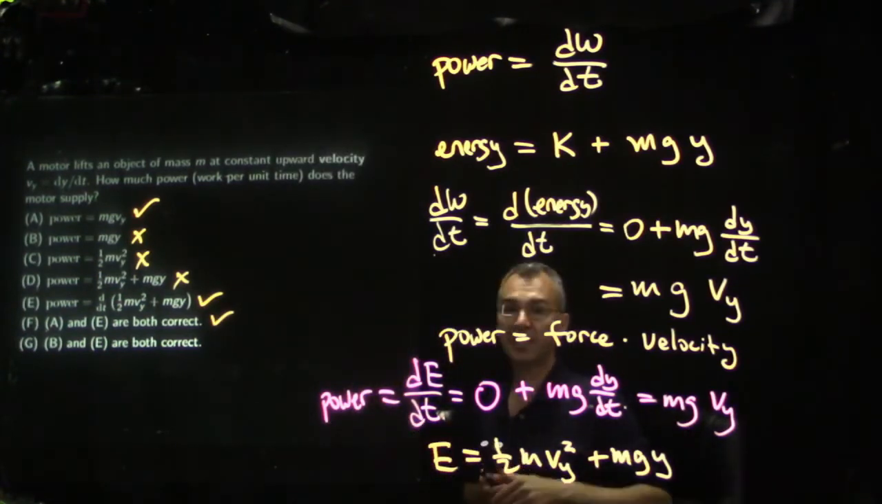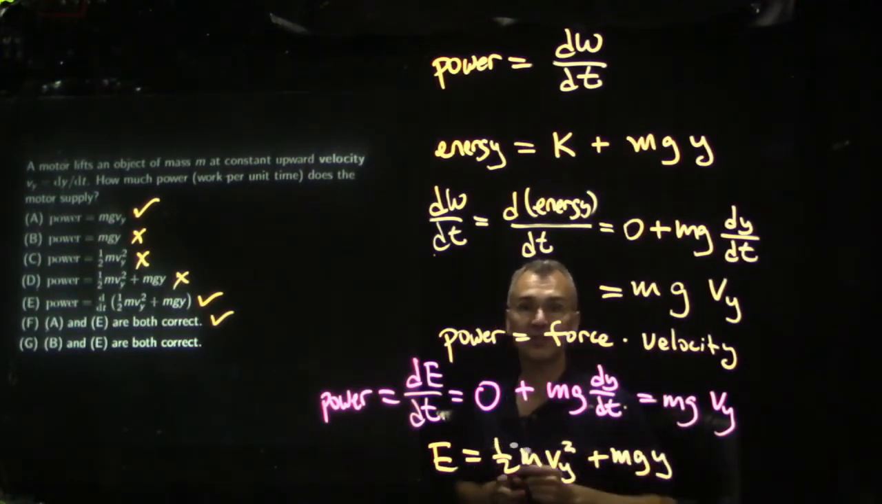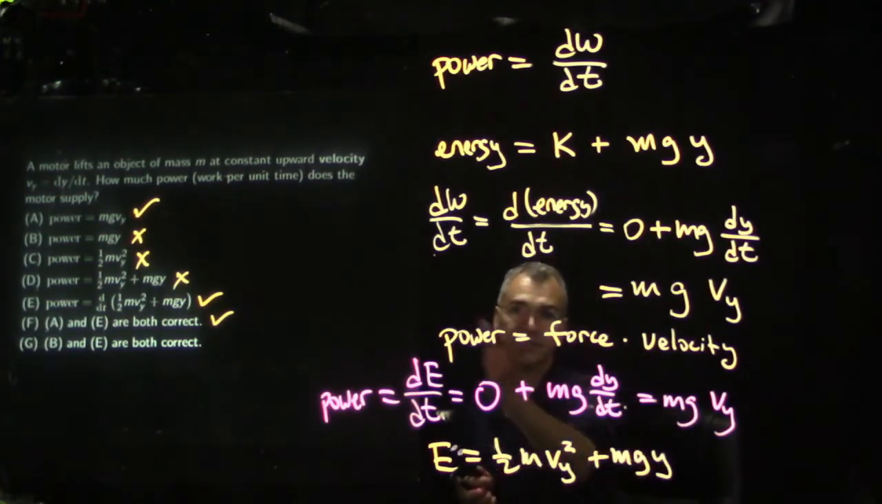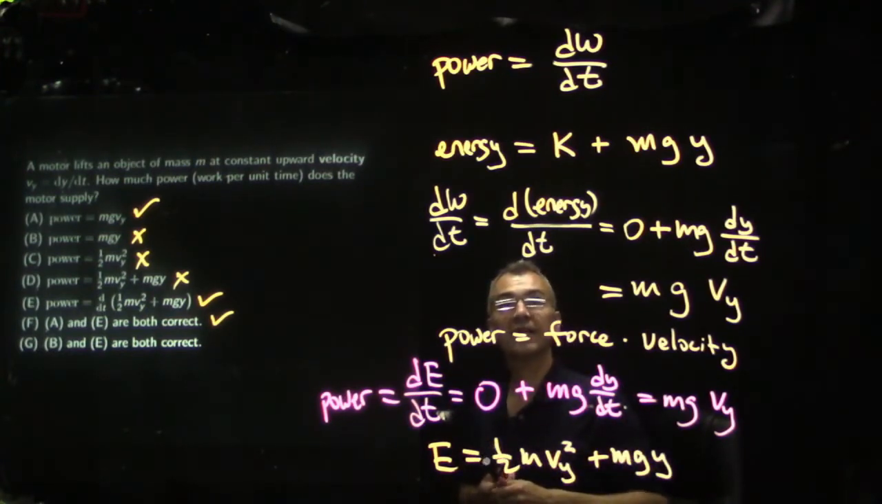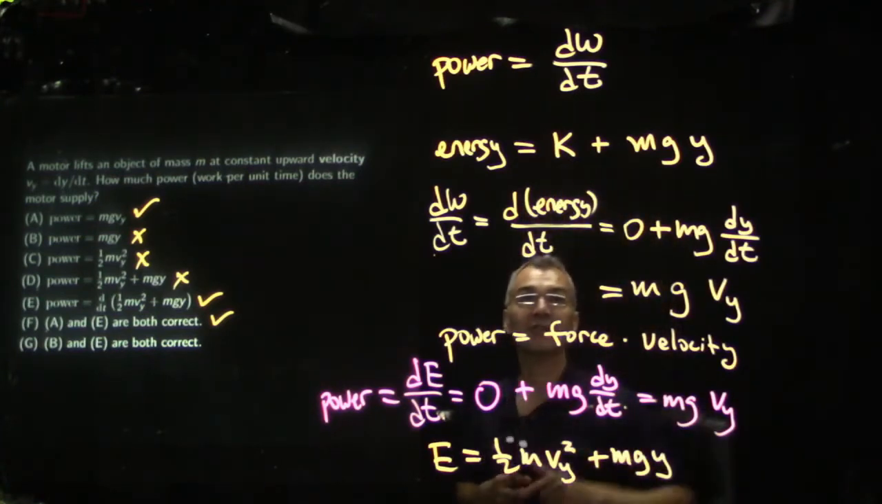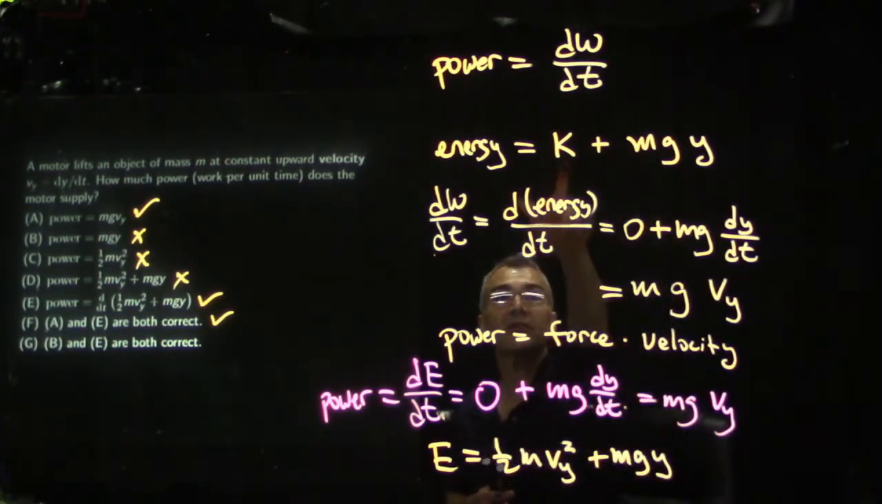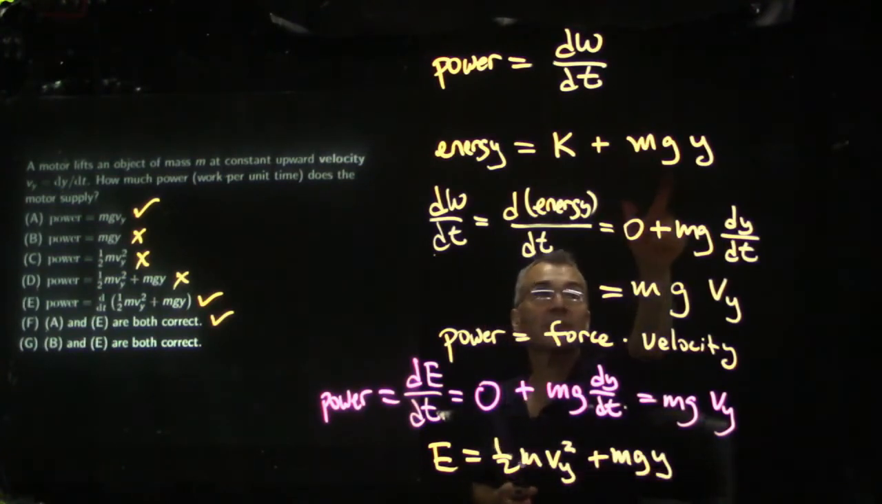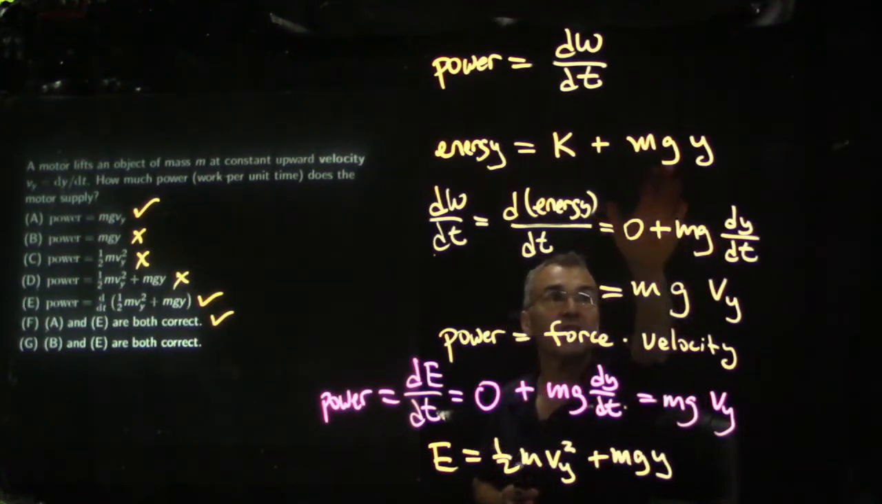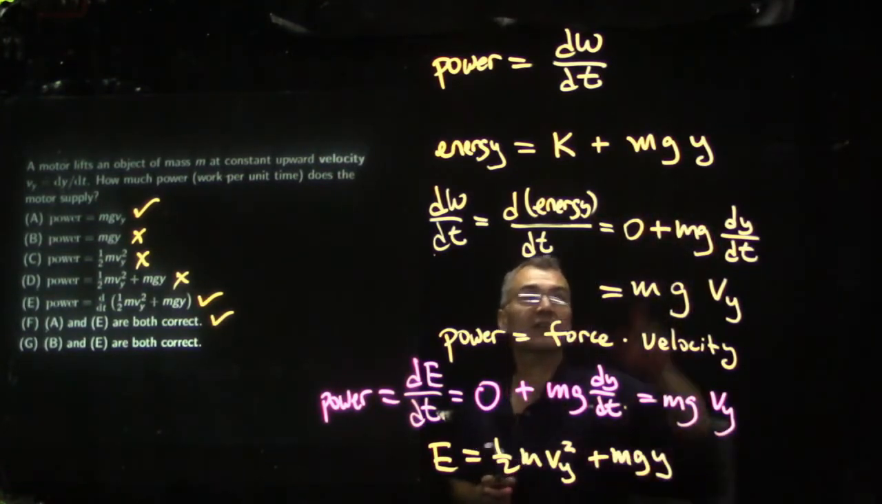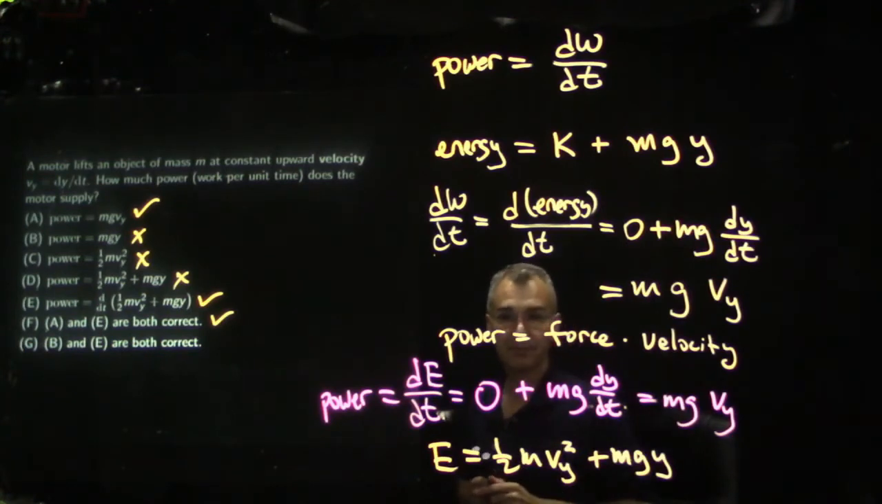So you could say force times velocity, where force is mg and velocity is the vertical velocity. Or you could say that the energy is the kinetic energy plus the gravitational potential energy. This is constant because the velocity is constant, but this is changing because the height is changing. And how fast is it changing? This is a constant, but this is changing at a rate equal to the velocity.